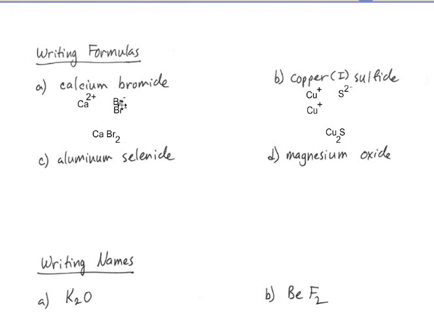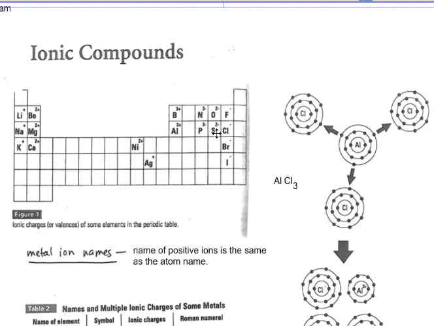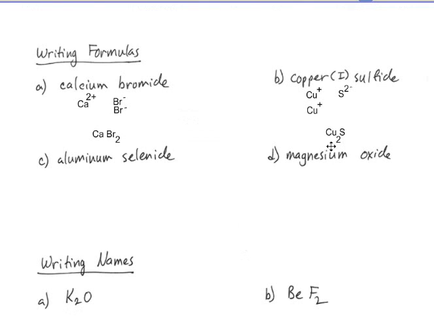And as you can see, we'd have to have 2 bromides to balance 1 calcium. 2 positive, 1 and 1, 2 negatives. So the formula illustrates how many of each we would need to have. So calcium bromide is CaBr2. With copper 1 sulfide, copper 1 is positive. Sulfide, if you look back at the table here, sulfide's 2 negative. So as you can see, we'd have to have 2 coppers to balance 1 sulfide.